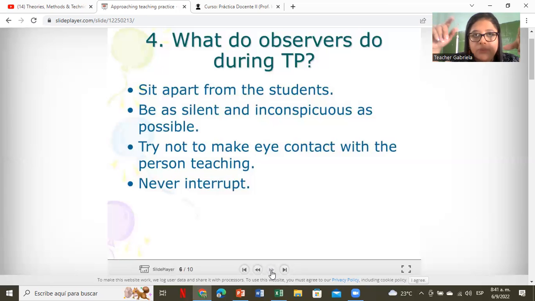Do you understand? No way. Eye contact. I don't feel comfortable when someone is making eye contact with me. I think it is kind of uncomfortable. It's like, hey, look at the topic. So, okay, I'm looking at you. Do you understand?